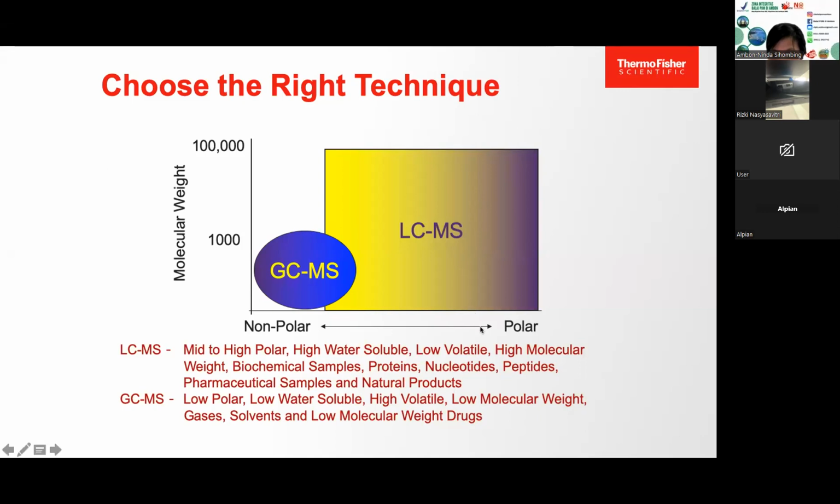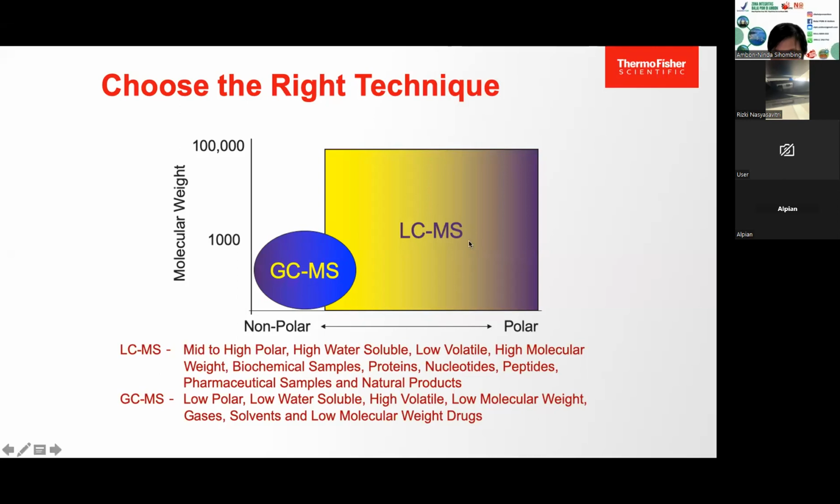So you look at this diagram, GCMS is mainly for non-polar, small sizes. A lot of times the molecular weight will be less than 1000, very much around 500, 600. Beyond that, it can no longer vaporize. That's why GCMS is for low polar compounds. They don't dissolve very well in water, so this is why you need solvents like ethyl acetate, hexane, dichloromethane, high volatile, low molecular weight.